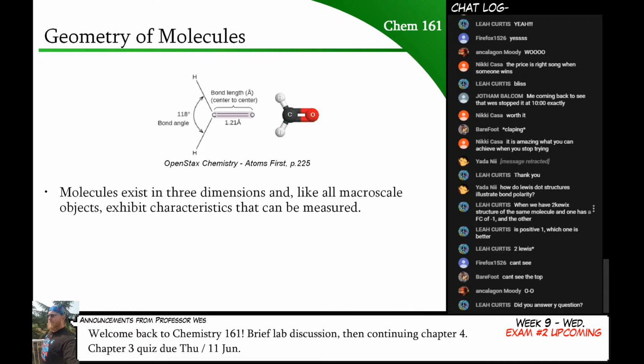We have 2 Lewis structures of the same molecule. One has a formal charge of -1, and the other is +1. Which one is better? I don't know if that is possible, to have something that's -1 and something that's +1, because the overall formal charge has to add up to the molecule itself. And -1 and +1 don't equal each other.